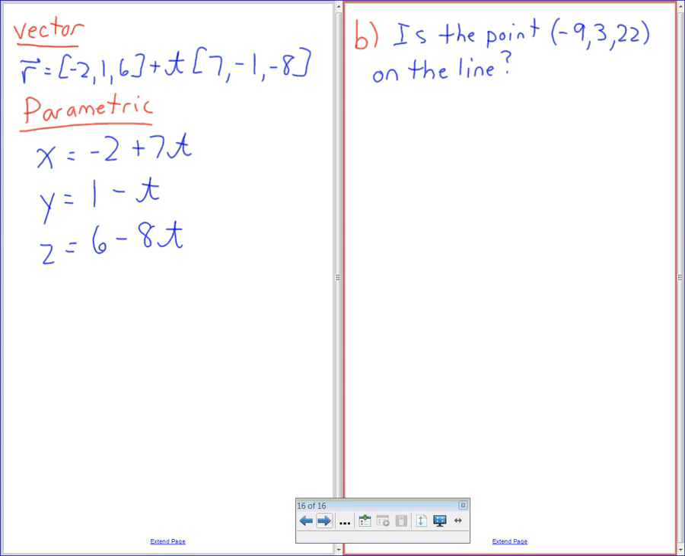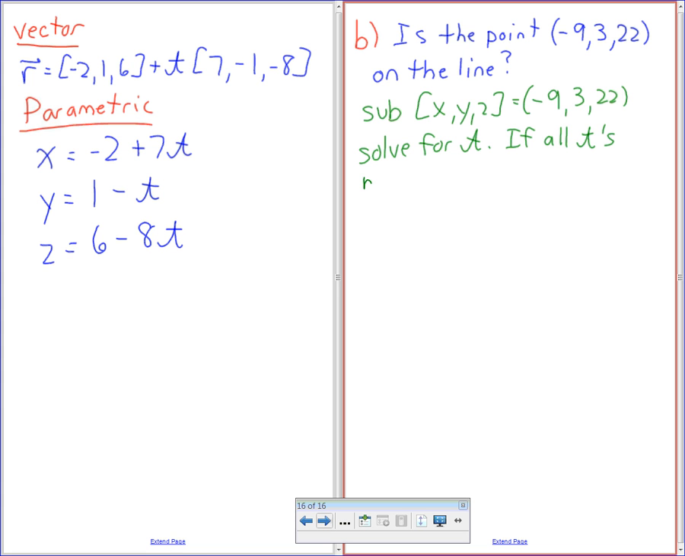Anybody go ahead? Good. Okay, so what we're going to do, very good. So what we're going to do is we're going to sub x, y, z equals -9, 3, 22, and then solve for t. If all t's match, it is on the line. So this is one of the things the parametric form is very, very good for, okay? This is an algebra thing again.